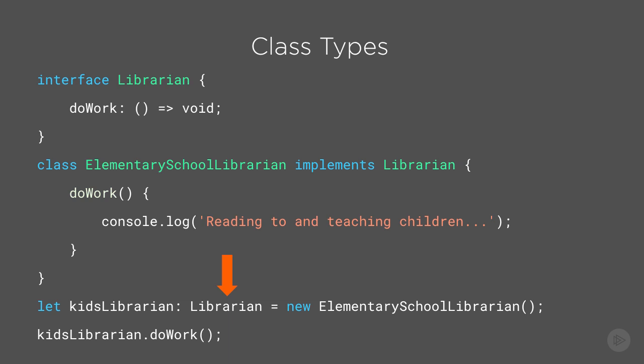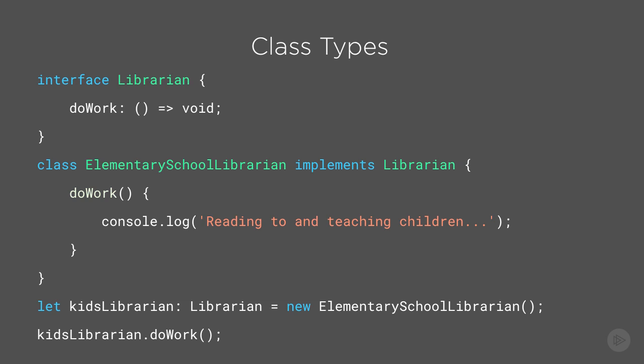I'll create an ElementarySchoolLibrarian object using the new keyword followed by the class name and a pair of parentheses. This is calling the constructor function for the class with no parameters. We'll talk more about constructor functions in the next module, but right now just know that the constructor returns a new object and assigns it to the kidsLibrarian variable.